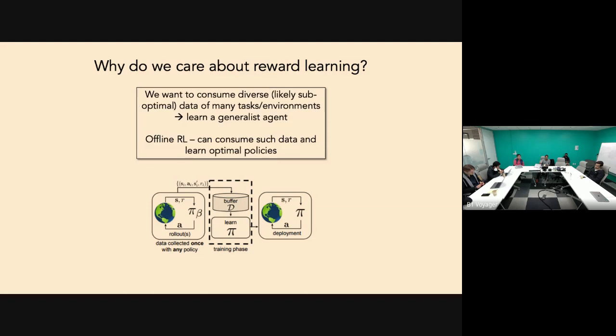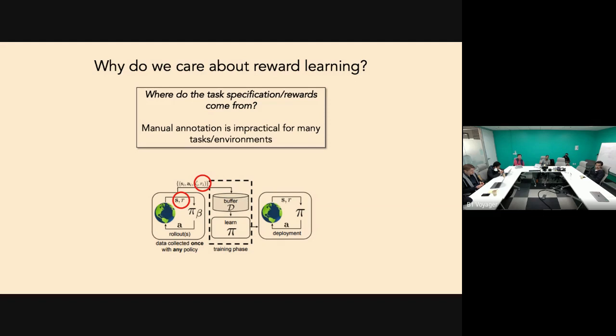One of the core challenges here, though, is where do these task specifications or rewards come from? This reward is essentially the core of what the RL agent is going to learn, and defining it correctly and getting these labels in an effective, scalable way is really important. Especially if you want to consider large data sets, going in and manually annotating a reward for all the different tasks for every interaction you might have can be impractical or incredibly costly.